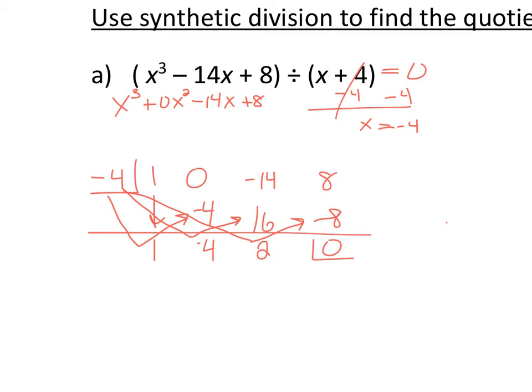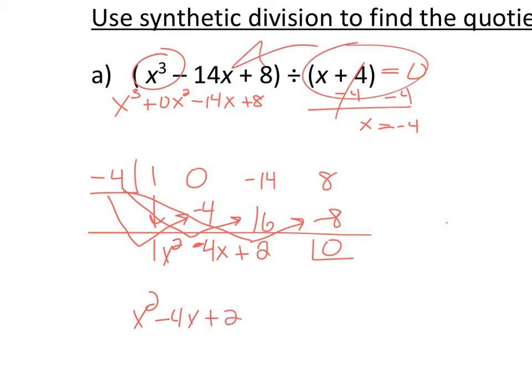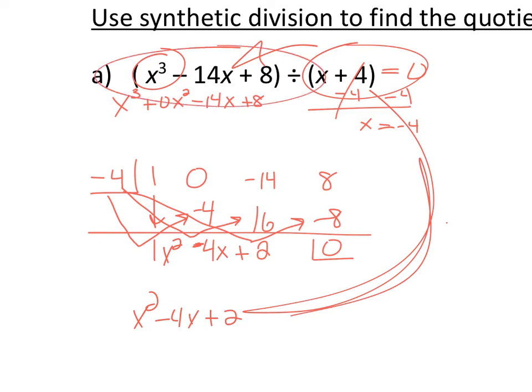Okay, so then I'm going to take this down by a power of 1, so this will be x squared minus 4x plus 2, so that's my quotient. And again, because we have a remainder of 0, I know that this is a factor of that, and this times that would get me back to my original.